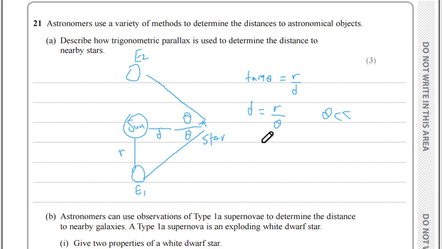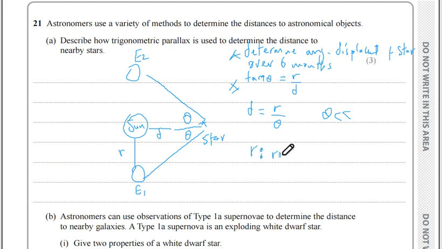Okay, so we first need to determine the angular displacement of the star over 6 months. Use the trigonometry like this, okay, where r is the radius of Earth's orbit around the Sun. Okay.